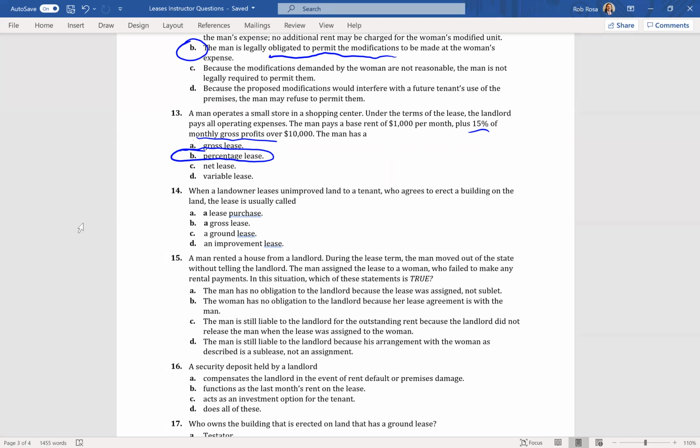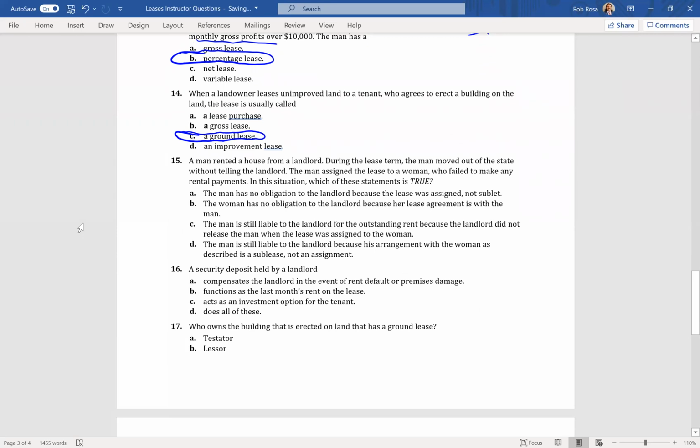Number 14, when a landowner leases unimproved land to a tenant, who agrees to erect a building on the land, the lease is usually what? C. Ground lease. C, as in boy.